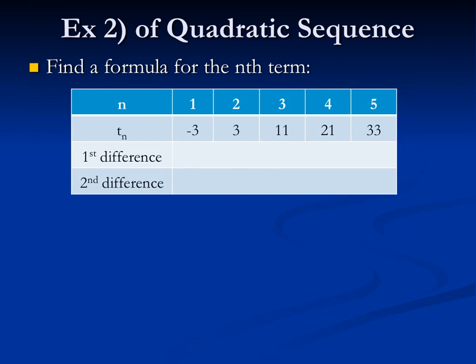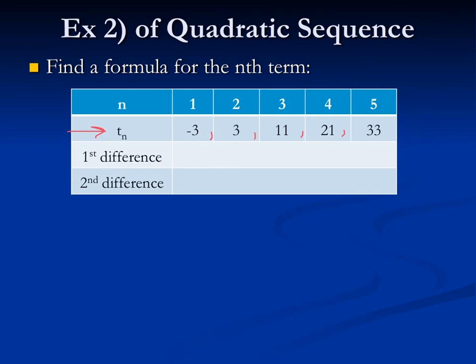Okay, here's our second example. I know this is a really long process, and it's okay if you didn't fully understand the first example. Hopefully by seeing me do a second example, it will answer some questions that you might have. So I'm asked to find a formula for the nth term of this sequence. The sequence is negative 3, 3, 11, 21, 33. It could keep going. So that's my sequence.